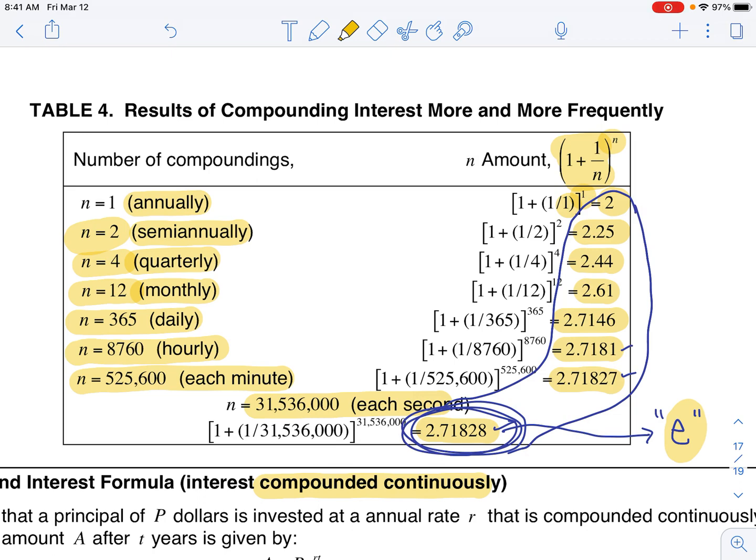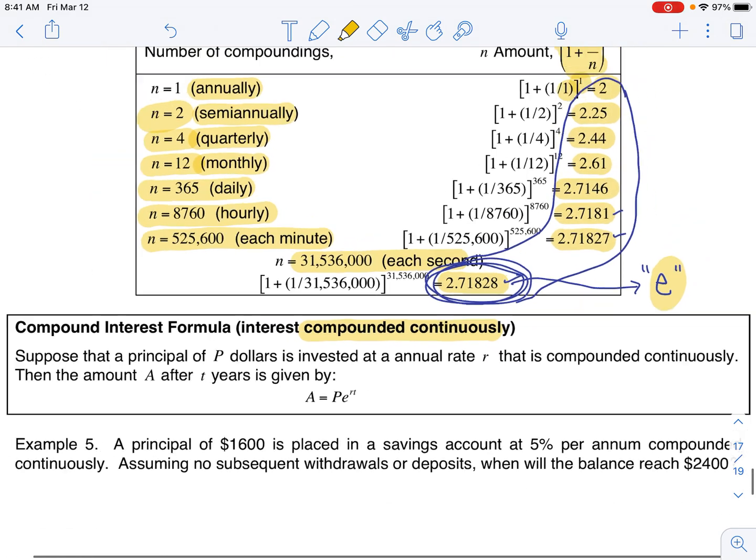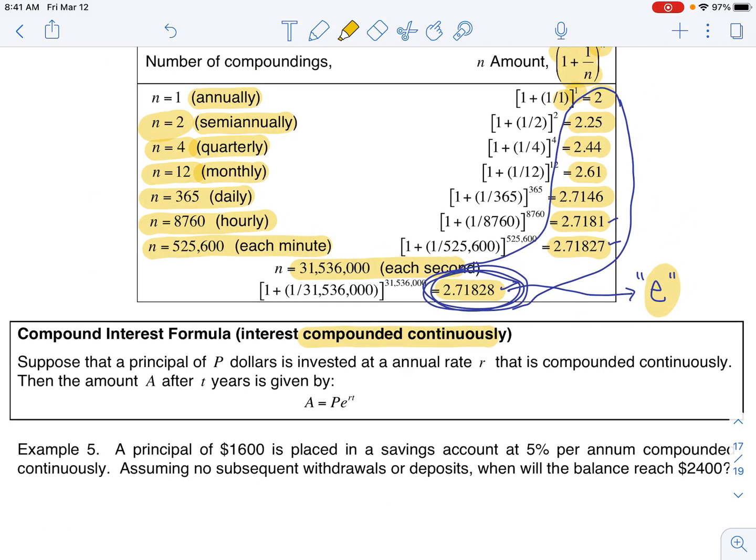And we have a little variation on our formula. It means that our formula changes to A is still there, P is still there, but now this base on the inside, instead of before being that 1 plus your rate over N, that whole parenthesis part has now turned into E. It's still raised to the R times T, the rate times time. But the E is now your base. So this is our new formula.